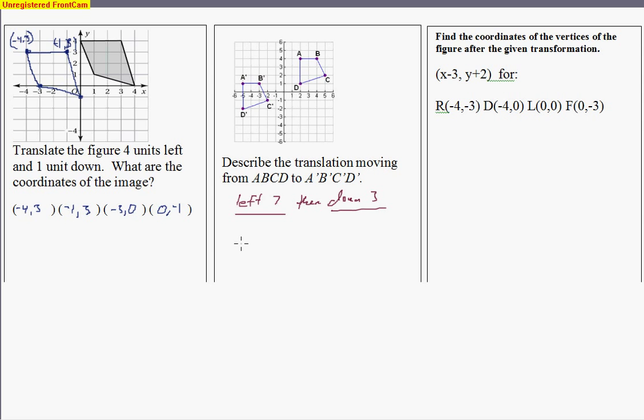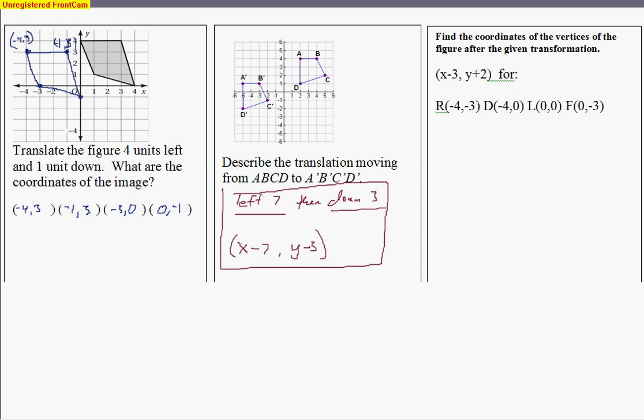The other way to describe it is using just some symbols. And so in the x direction, for whatever x value I have, I have to take away 7. Down 3 means that I'm going to take 3 away from the y component to get to that point. So either of these two answers would be fine.